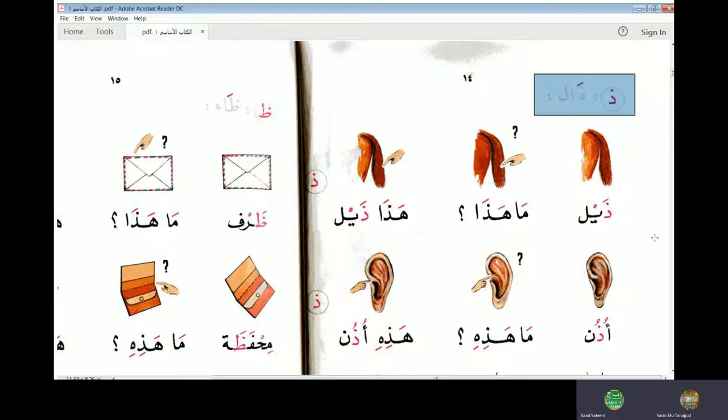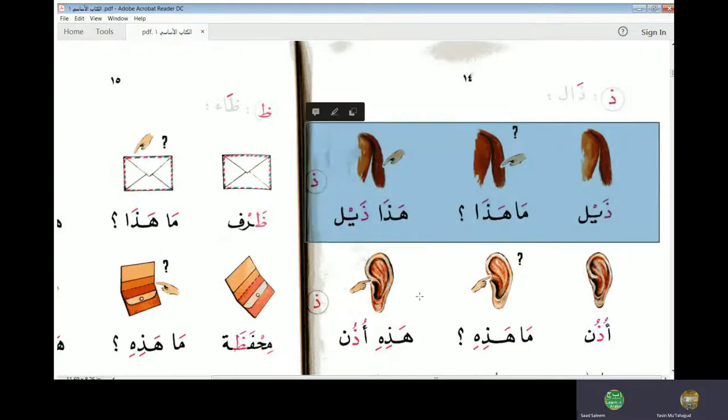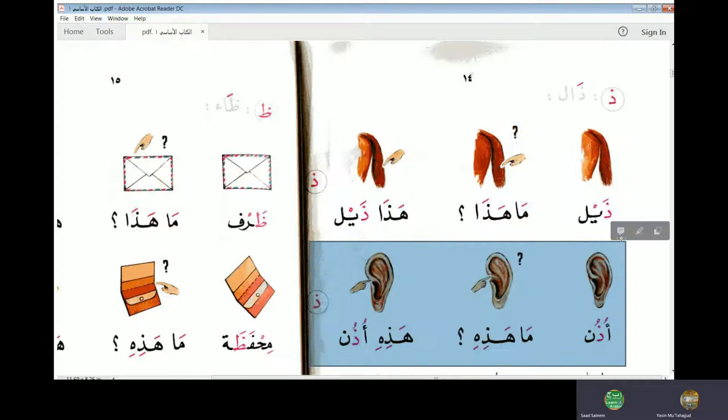Dhayl. Is that dhayl or zayl? Correct. Dhayl means tail. It could be the tail of anything, like the tail of a puppy also? Yes, puppy, camel, horse, donkey, cat, lion. ما هذا؟ هذا ذيل. What is this? This is a tail.